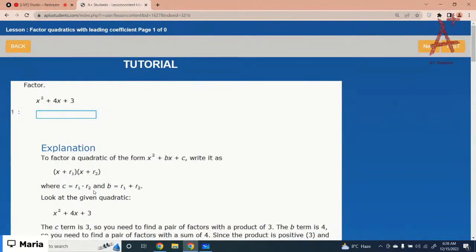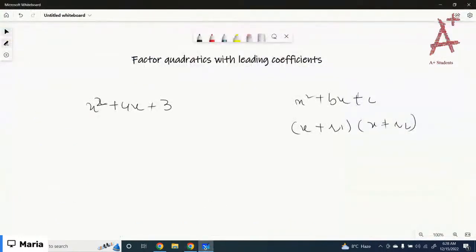C is r1 dot r2 and b is r1 plus r2. Got it? This c equals r1 dot r2 and b equals r1 plus r2. That's exactly the same as we did in the questions right before this lesson. You don't have the coefficient here, so you don't have to multiply anything. Like 3 times 1 is 3, so it would be c equals 3 as it is. Got it? And here is the value 4.